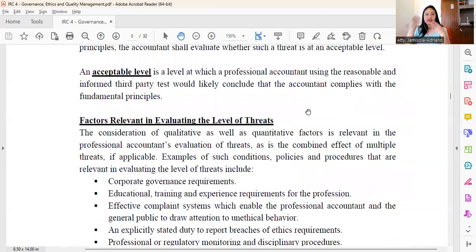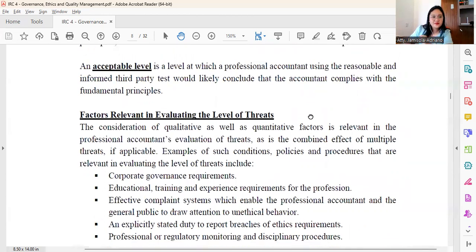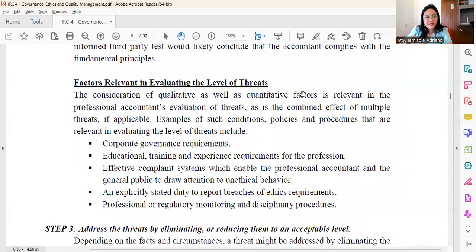You would say that even though there is this threat, the gravity of the threat is not so much as to affect my professional behavior or so as to affect my compliance with the fundamental principles. So it doesn't have to be always zero threats. So there could be threats, but when you evaluate the threat, it's just minor. So it's at an acceptable level. So what are the factors relevant in evaluating the level of threats? So how can you assess the gravity of the threat?